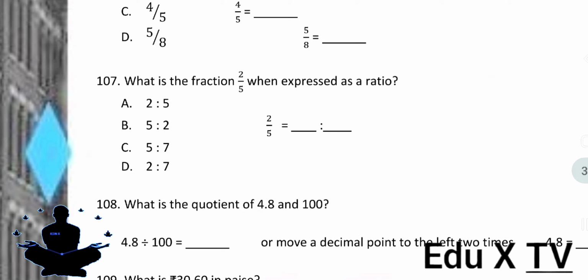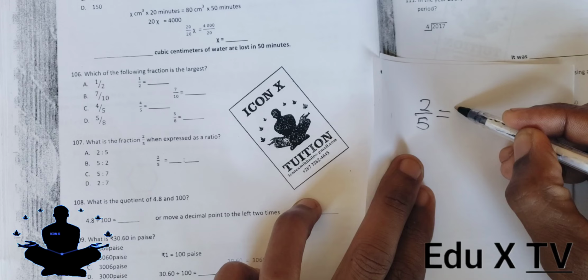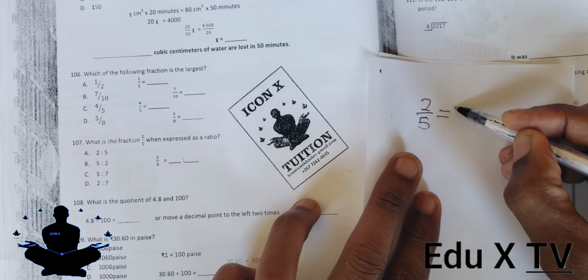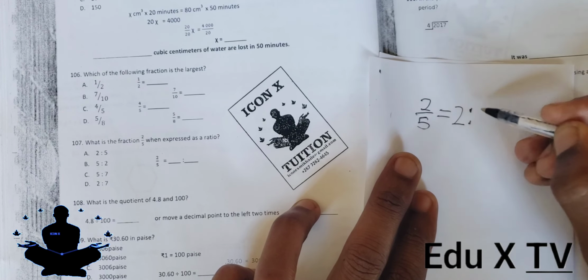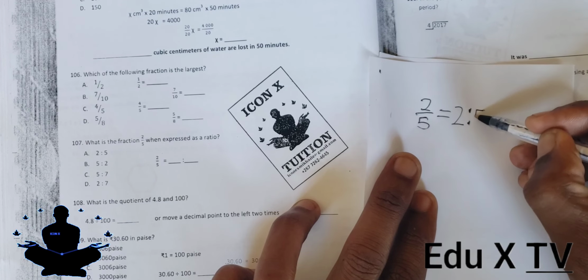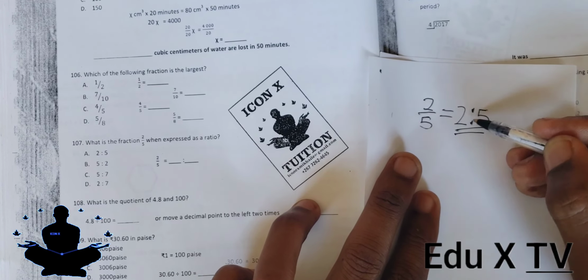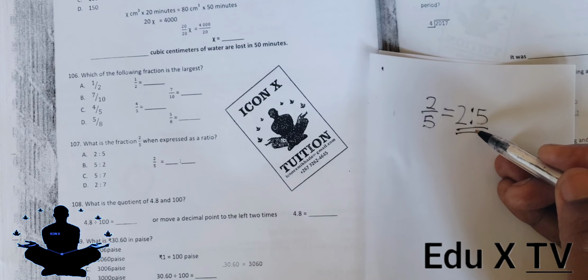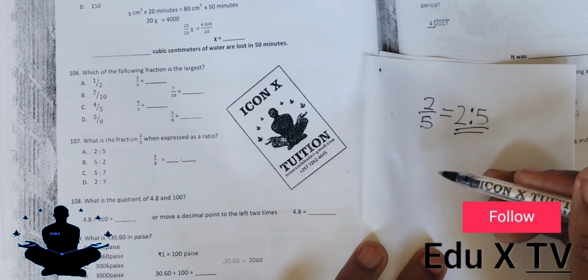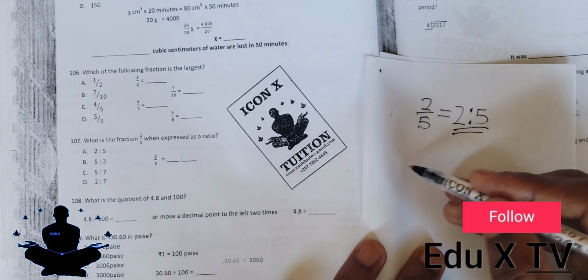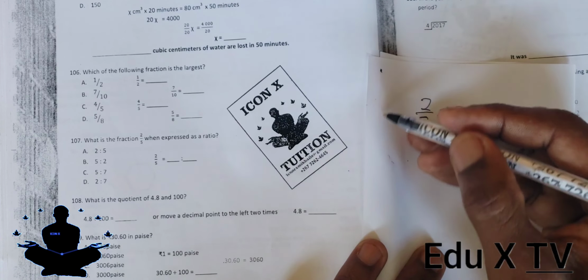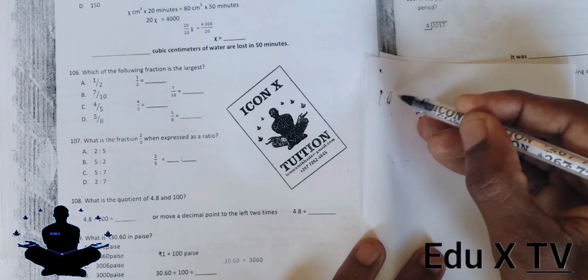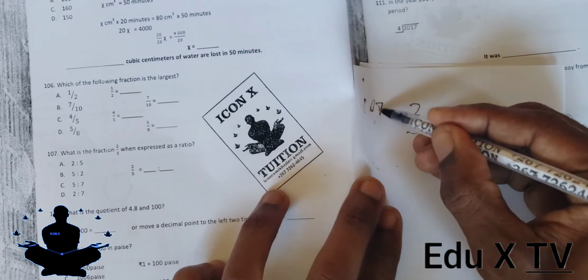Since it's 2/5 expressed as a ratio, you just put 2 here and put these dots and put 5 here. That's the answer. Remember, the opposite of a ratio is a fraction. That was number 107.